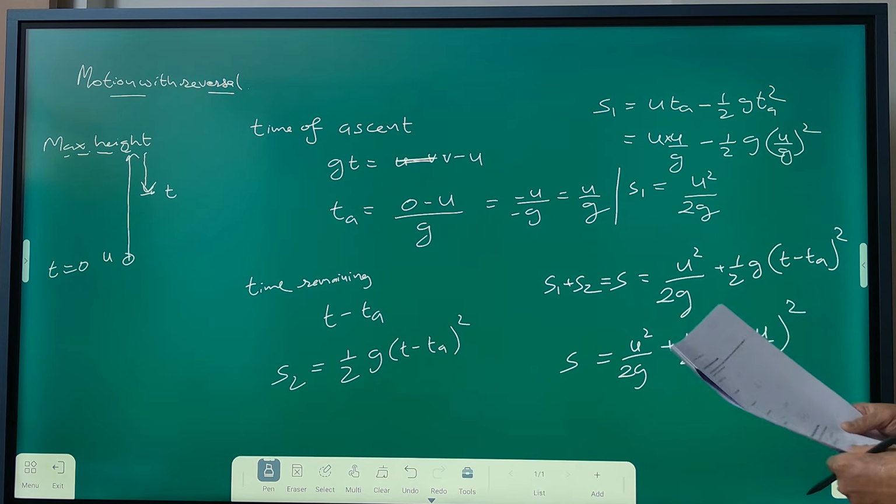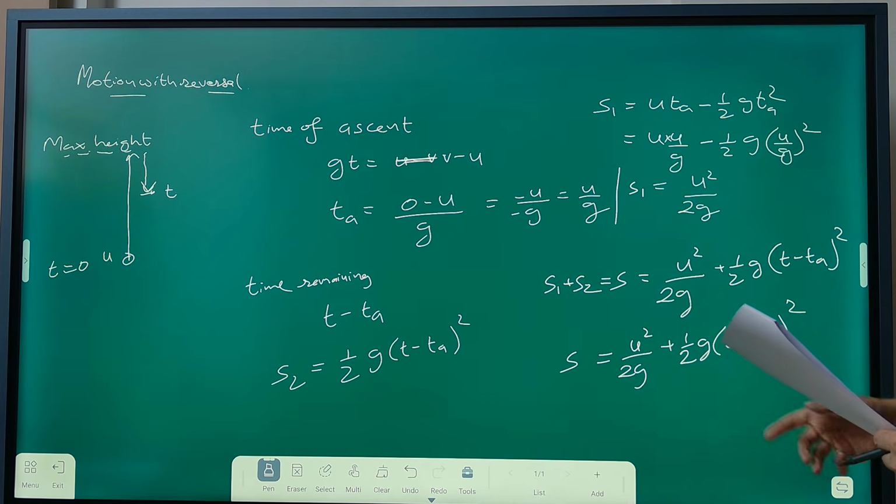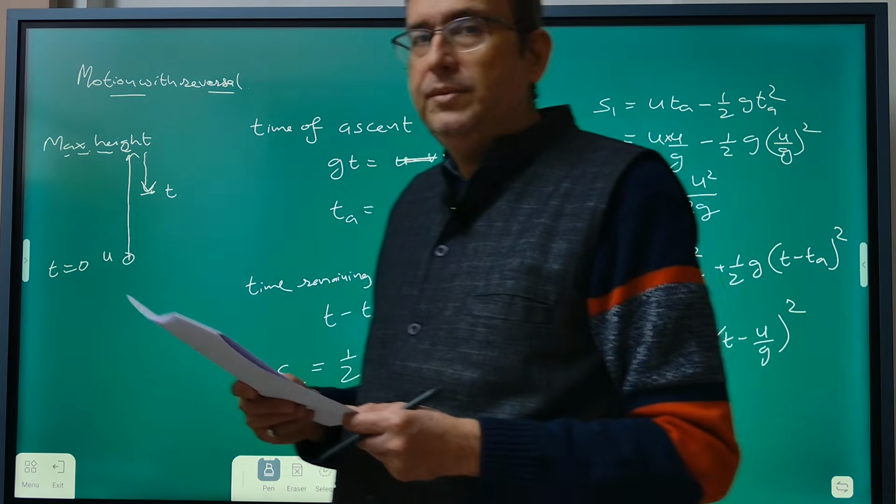So this is the total distance as a function of time in the downward direction. So if the total time taken is t for the motion, then the distance would be s, which would be given by this particular equation. Okay?